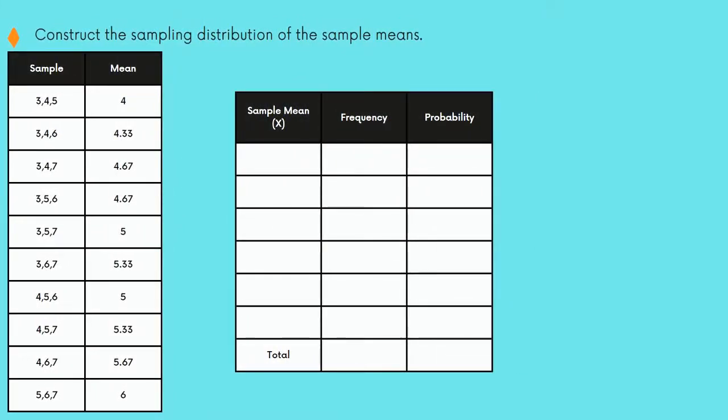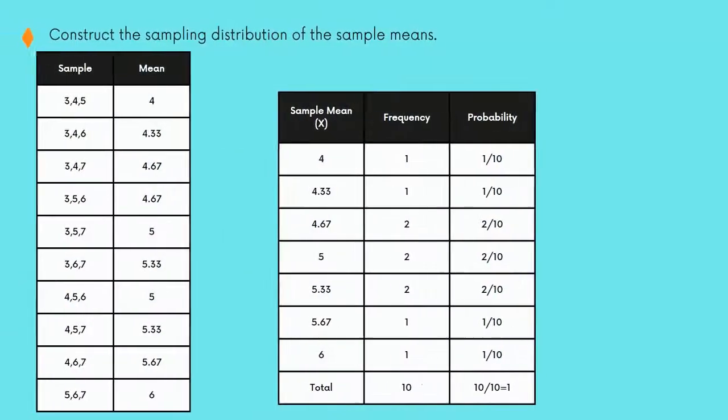For the last step, we will arrange them from lowest to highest, count their frequencies, and total them. It should look like this, equal to 1.